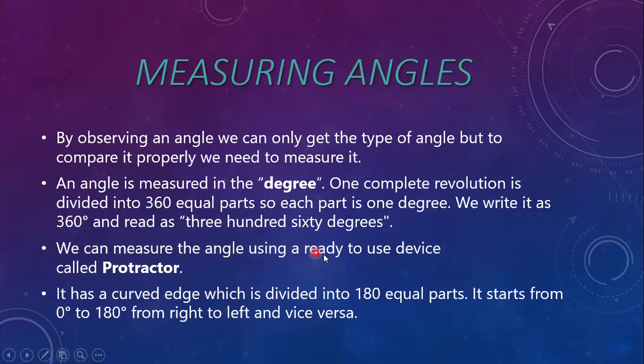We can measure an angle using a ready-to-use device called a protractor. To measure angles, the instrument we use is called a protractor. It has a curved edge which is divided into 180 equal parts. It starts from 0 degrees to 180 degrees, from right to left and vice versa. Here you can see the 180 equal parts on the protractor, starting from 0 degrees to 180 degrees.